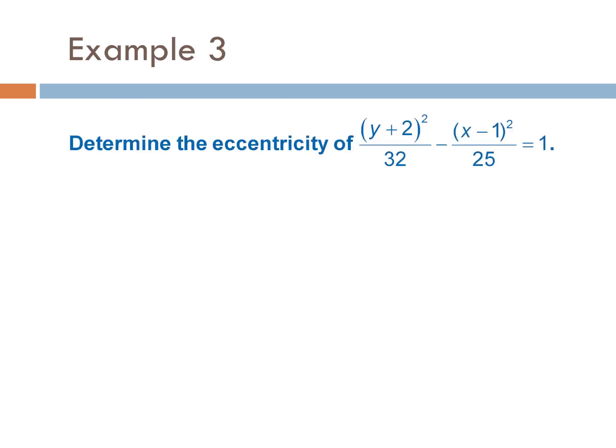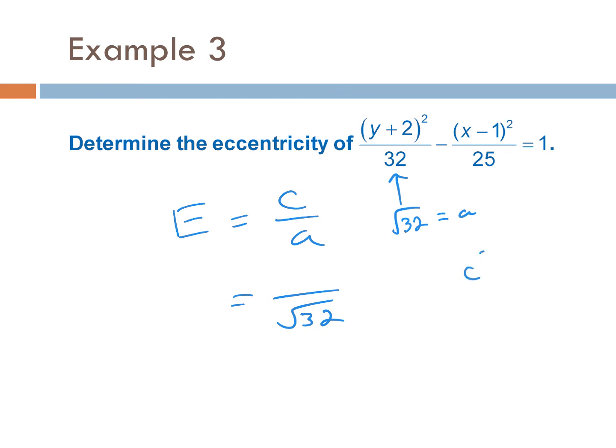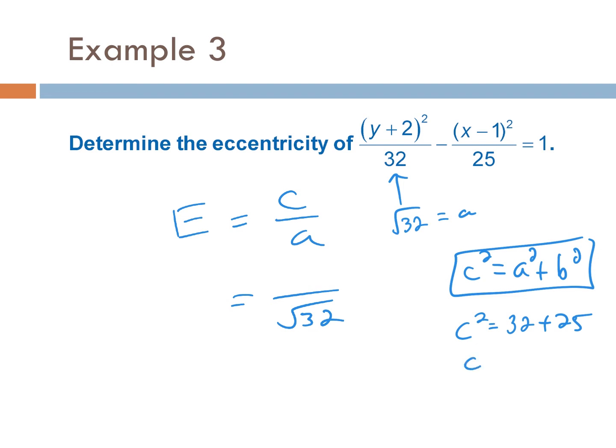Let's take a look at a quick example of finding the eccentricity here. Remember, the formula for eccentricity is c divided by a. Your a value is always underneath that first part, so it's the square root of that first number. So a is going to equal the square root of 32, so we can plug that in for a. And then remember, our c value is found by taking the square root of the sum of those two numbers underneath. So c squared is going to equal 32 plus 25, and so c squared ends up being 57, so c is going to be the square root of 57.